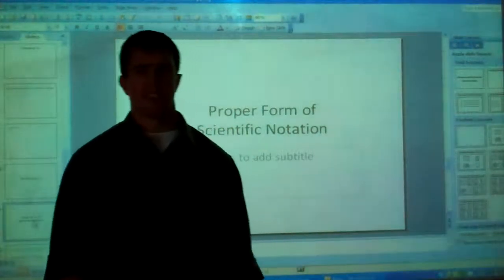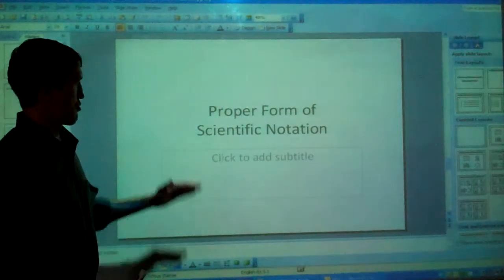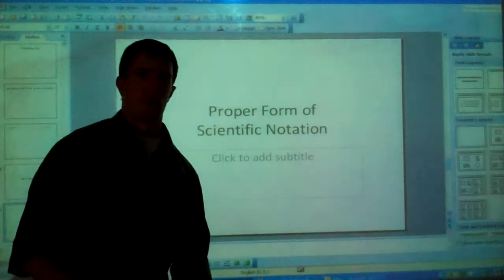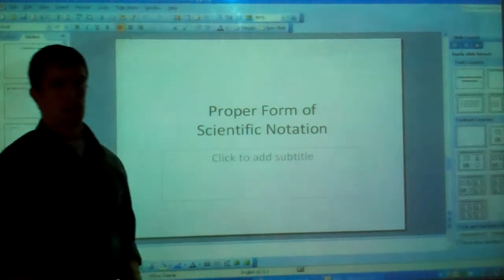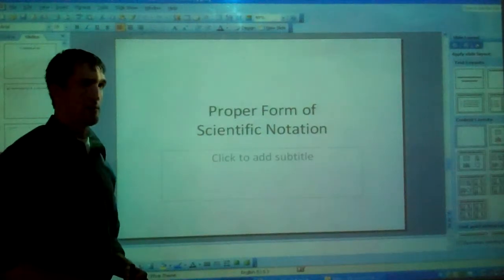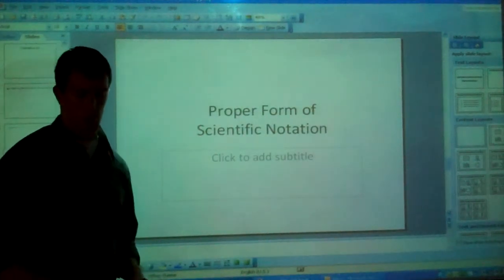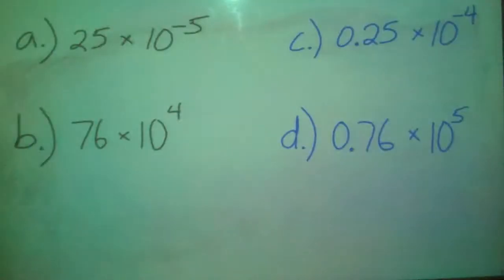Alright, this is lesson 69 for 7th grade, and today we're talking about the proper form of scientific notation. What I want to do for this is go over 4 different examples with you. We talked about this today in class, and we didn't have a ton of time, so we're going to cover this tomorrow too. But we want to get the main idea of what we're talking about here. And I've got 4 examples here.